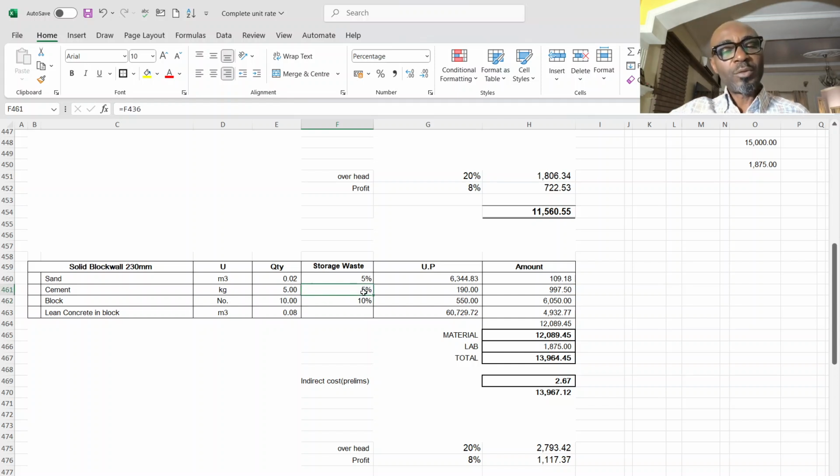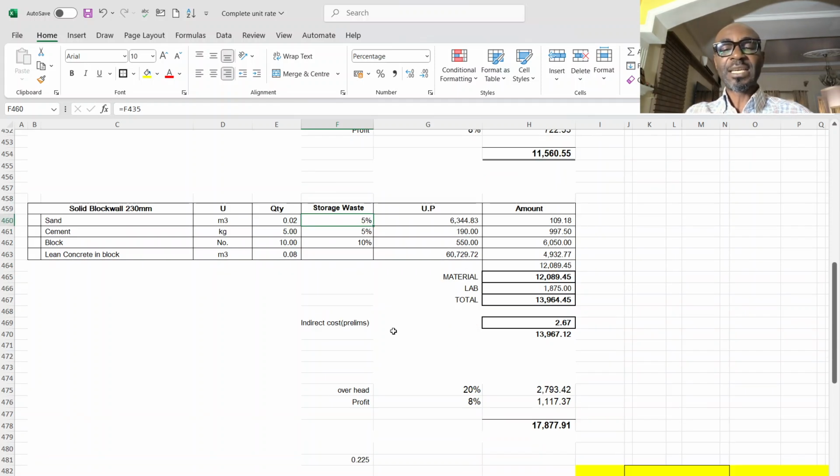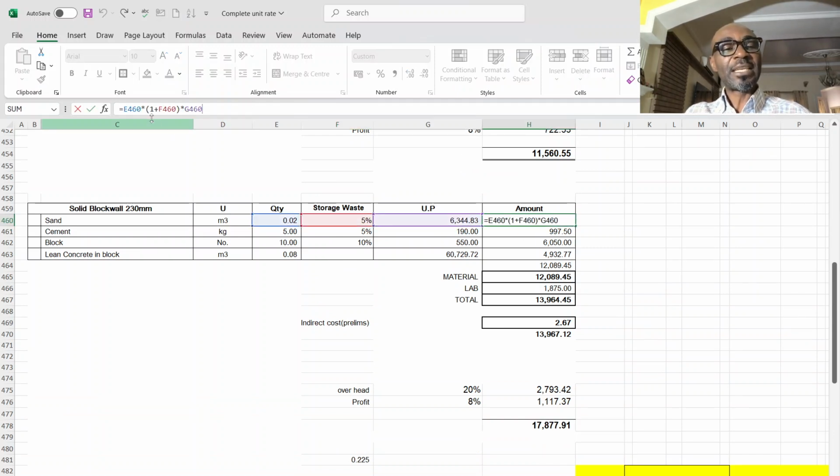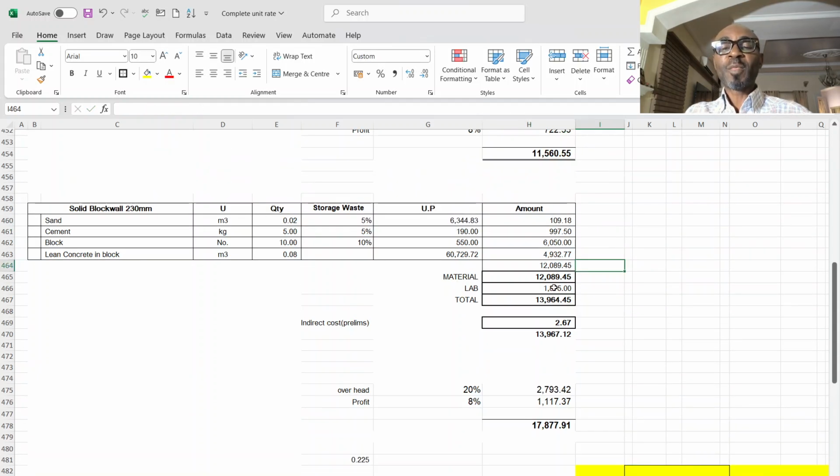Then for the cement, during transporting of the mortar and when you're laying the blocks, there is a tendency for the mortar you have laid to fall into the hole where you cannot scoop it and all of that. You apply another 5% for cement and 5% for sand. So the formula already takes cognizance of the percentage that I have applied here. So you're now going to have the cost for your material as 12,000.